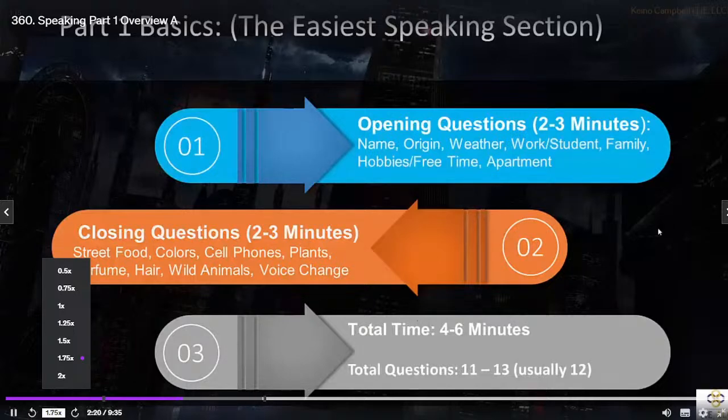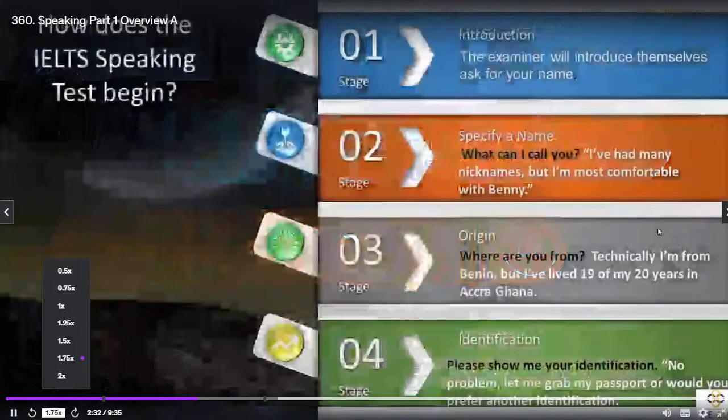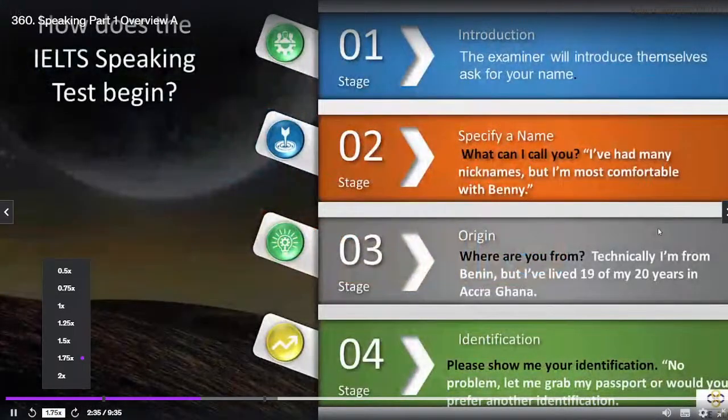The total time on part number 1 is about 4 to 6 minutes. Generally, it ranges around 5 minutes, and the total questions are normally around 12 questions. Now, basically, this is how it starts. There's some variations depending on who the examiner is. This is basically how the test starts.